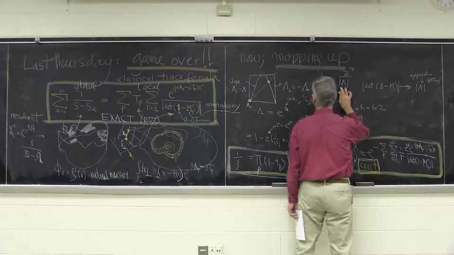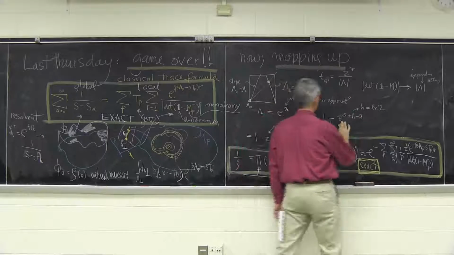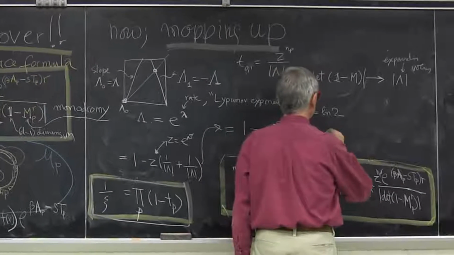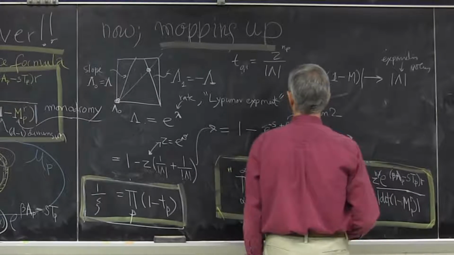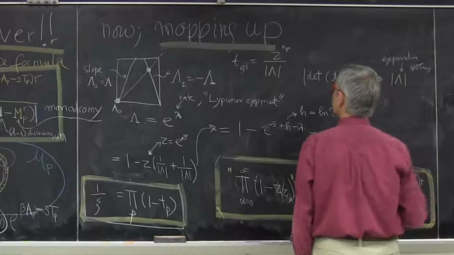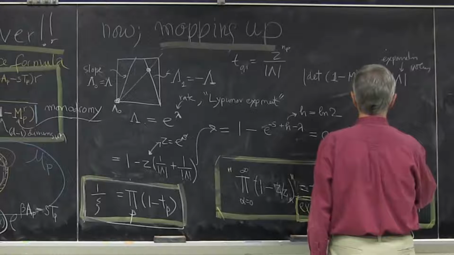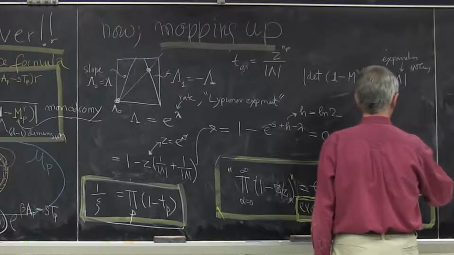And I decide to write lambda as e to the rate. Right? Now to find the eigenvalue, I need to set this equal to 0, which tells me that s equals h minus lambda.